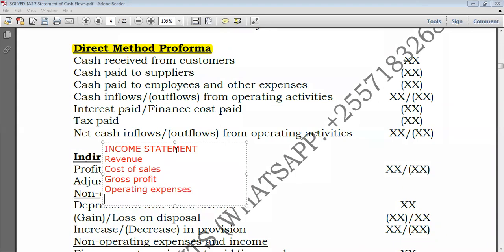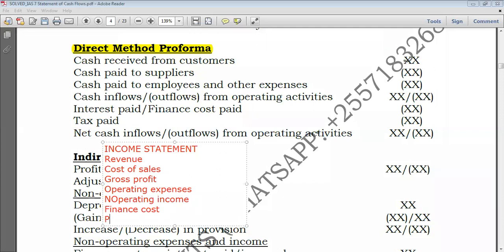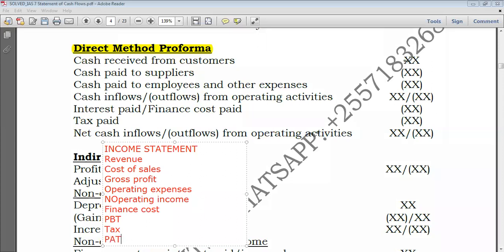You could have non-operating income and expenses. It really depends on the situation. For example, let me write here maybe finance cost or interest. Finance cost. And after finance cost, you will have profit before tax, after which you will deduct tax to arrive at profit after tax or profit for the year.